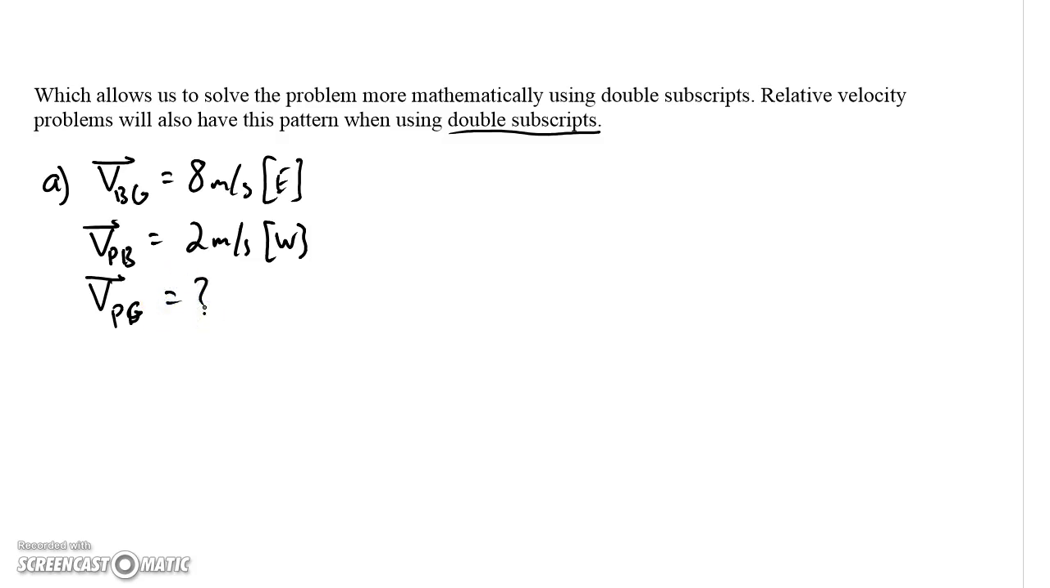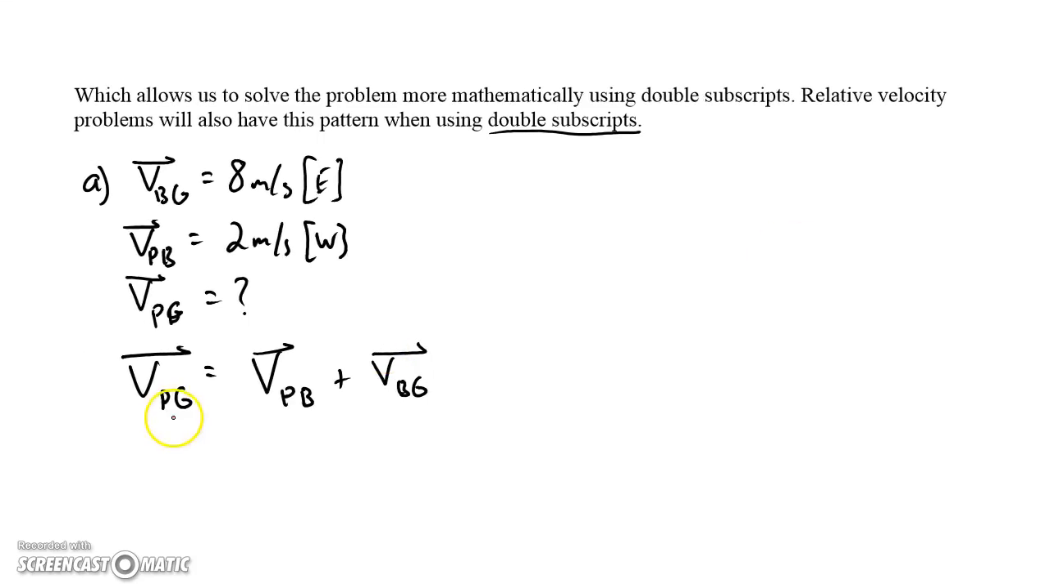A relative velocity question will always have this same pattern when we want to solve it, such that the velocity of the person to the ground is the velocity of the person to the bus plus the velocity of the bus to the ground. The pattern is we see this appear first, the ground subscript appears absolute last, and then the in-between subscript is our third one in the situation. So that's the pattern that we always need to have.